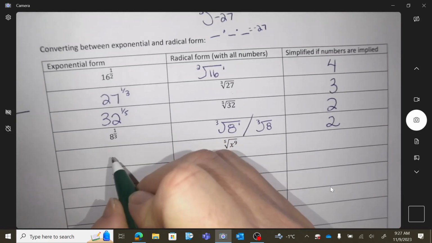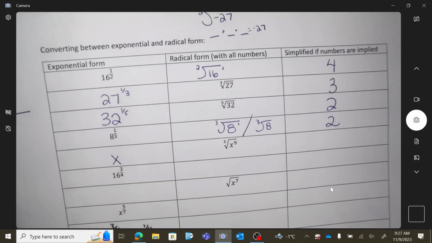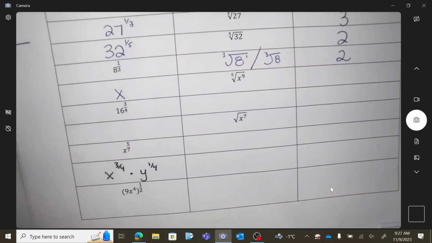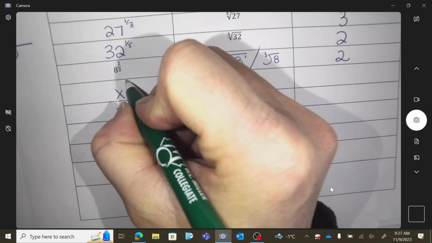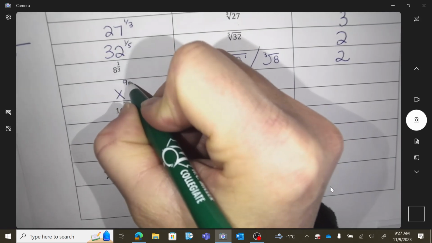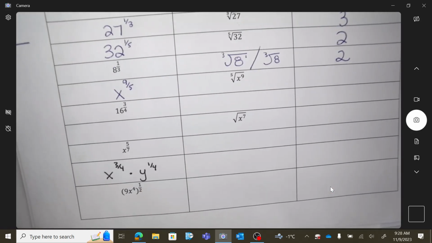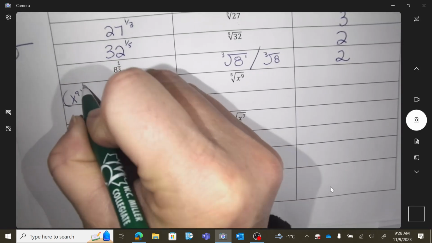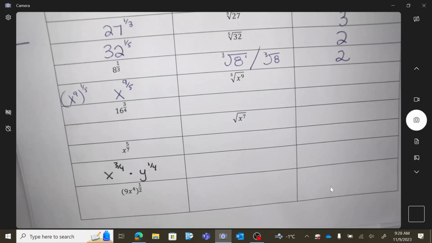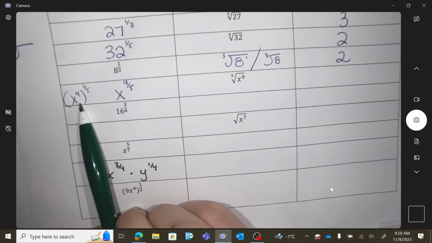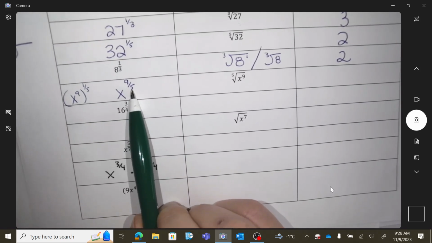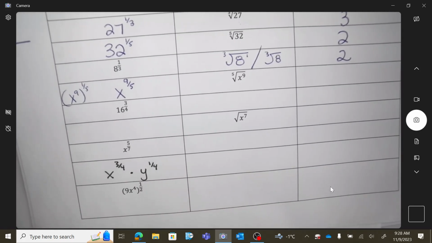Okay, x to the, anybody want to take a guess at how that would go then? X to the 9/5. Did you say like this? Yeah. Okay, so x to the 9th has a 1/5, but then it would really become 9/5. Okay?